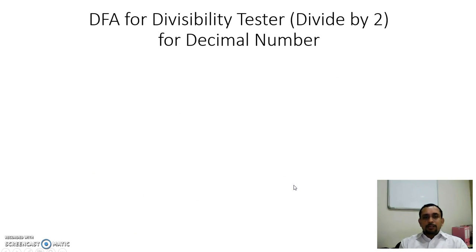Let's see the divisibility tester construction for divide by 2. The explanation for finding the total number of states is similar. If we say divide by 2, that means we can have at most 2 remainders, one is 0 and another is 1. When the remainder is 1, the number is not divisible by 2. When the remainder is 0, the number is divisible by 2. So in all we require 3 states: one for the initial state, one for the number divisible by 2, and the last for the number which is not divisible by 2.